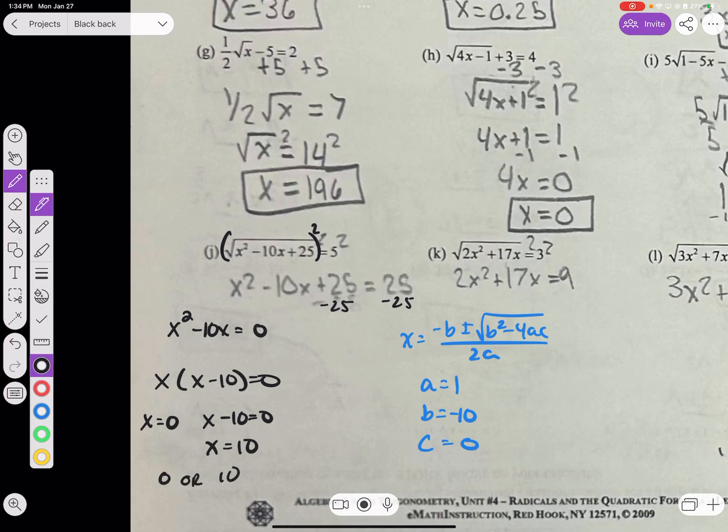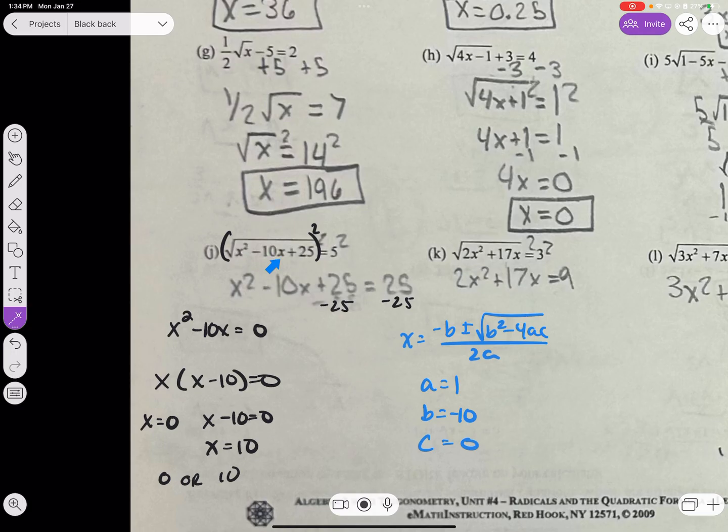Now, these are radical equations, so you do tend to have to check these. If I put the 0 in, 0 squared minus 10 times 0, this would all come out to 0 plus 25. So the square root of 25 is 5. So the 0 checks.